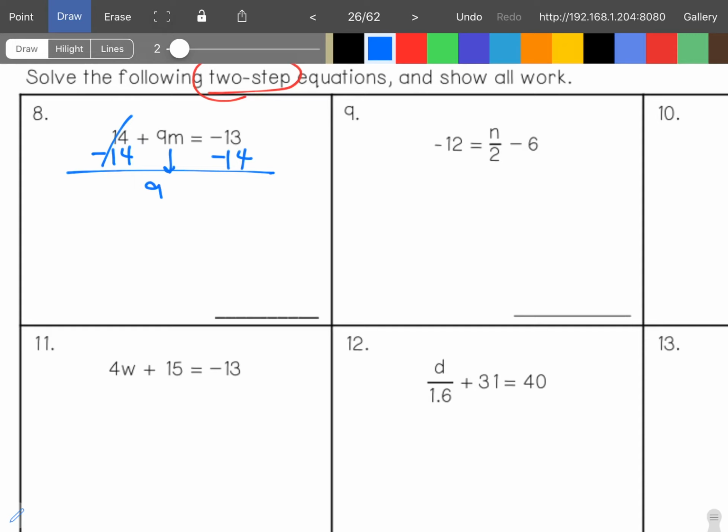14 minus 14 is 0. Bring down your 9m equals negative 13 minus 14 is a negative 27. And then we need to undo that 9. How is the 9 connected to the m? By multiplication. So the inverse of that is division. Remember, we don't do what we see, we do the opposite of what we see. So we're going to divide by 9 on both sides. And so m equals negative 3, which is our solution.